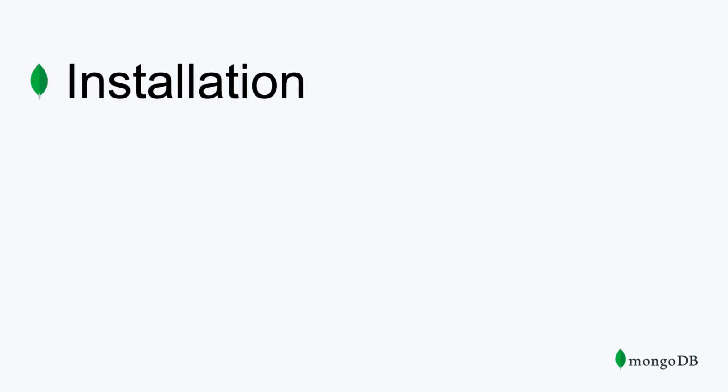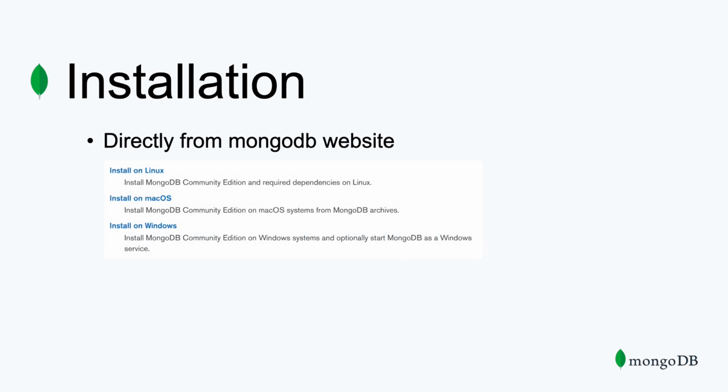In order for us to get started with MongoDB, we need to install it. And we can do it in 2 ways. We can either install it directly from the MongoDB website, and it's available for Linux, Mac OS, and Windows. Or we can experiment and play around with MongoDB using Docker.